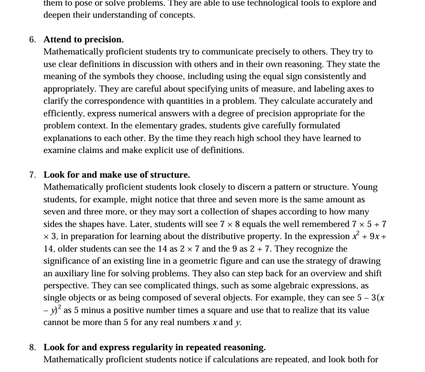6. Attend to precision. Mathematically proficient students try to communicate precisely to others. They try to use clear definitions in discussion with others and in their own reasoning. They state the meaning of the symbols they choose, including using the equal sign consistently and appropriately. They are careful about specifying units of measure and labeling axes to clarify the correspondence with quantities in a problem. They calculate accurately and efficiently, expressing numerical answers with a degree of precision appropriate for the problem context.